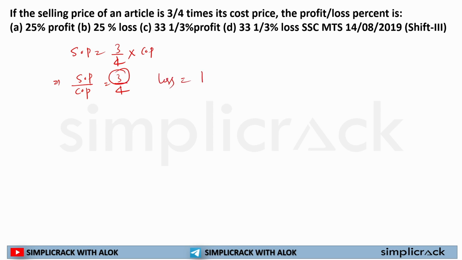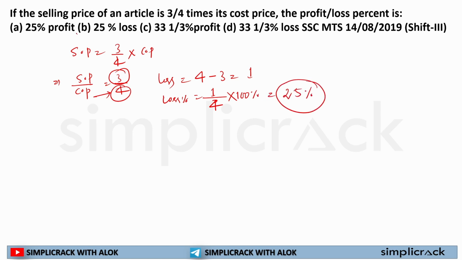Now how to find the loss? Cost price minus selling price, that is 1. And loss percentage is loss divided by cost price, that is 4, multiplied by 100 percent. If I solve it, I'll get 25%. So 25% loss is there. This is how you'll be solving the question. This will take hardly 10 seconds to solve. You just need to understand the language.